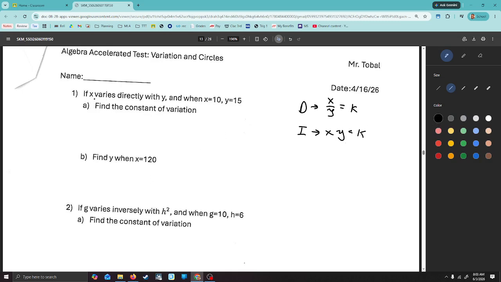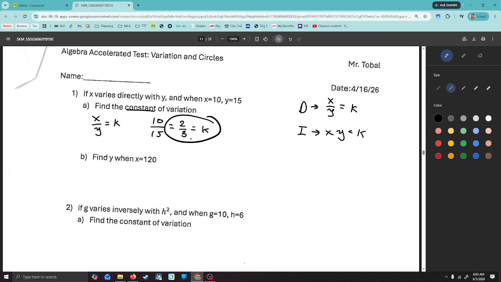All right. So for number one, if x varies directly with y, when x is 10, y is 15, find the constant. The constant is just k. Why did we use the letter k? I still don't know. So x is directly with y. So x over y equals k. But in this case, I actually know what x is. X is 10, and I know y is 15. So I can reduce that to 2 over 3. So 2 over 3 equals k.